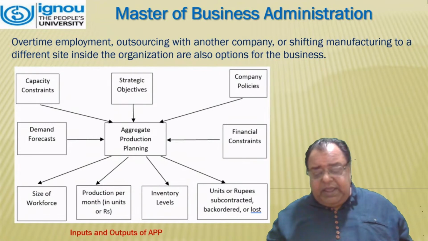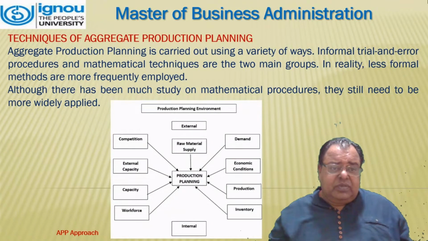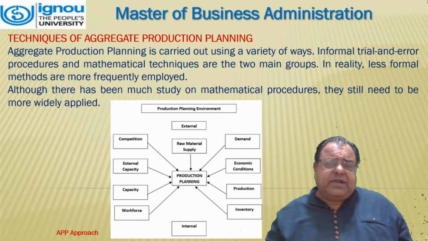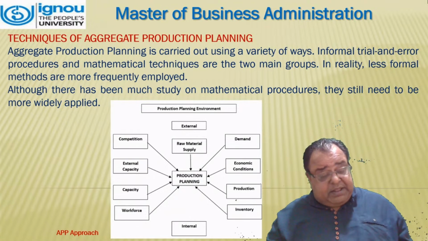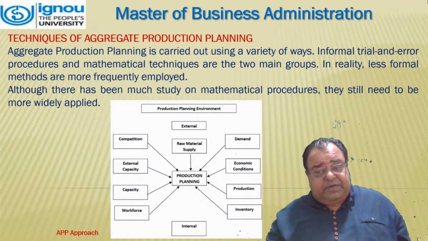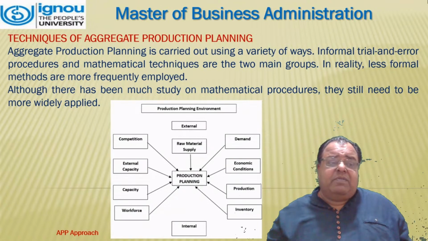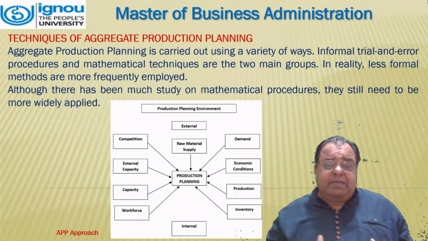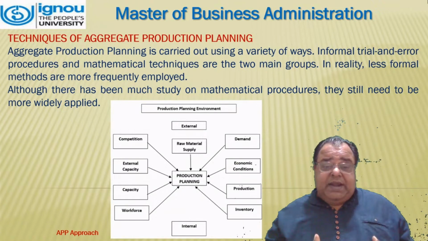What are the techniques of aggregate production planning? Aggregate production planning is carried out using a variety of ways: informal trial and error procedures and mathematical techniques are the two main groups. In reality, less formal methods are more frequently employed. Although there has been much study on mathematical procedures, they still need to be more widely applied.